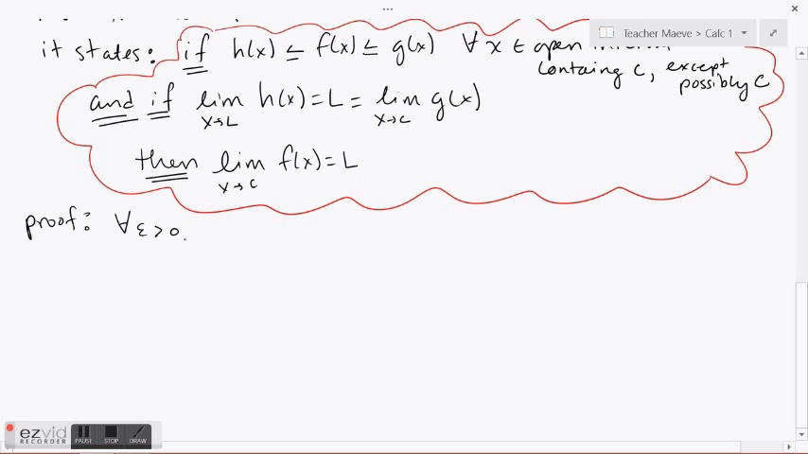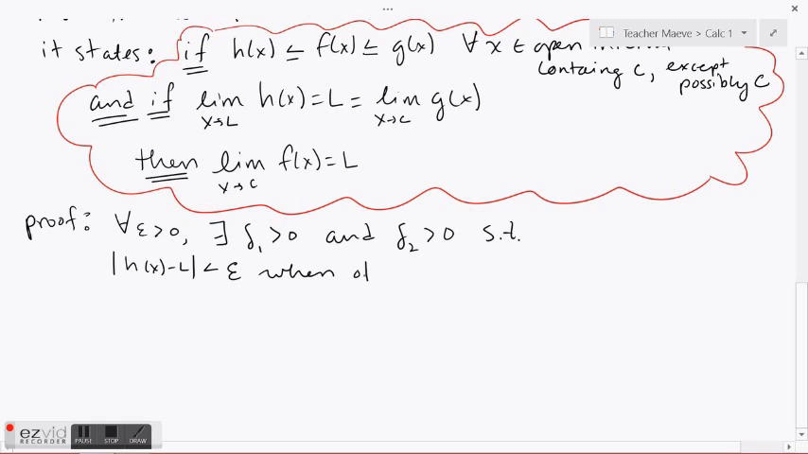For all epsilon greater than 0, there exists a delta 1 greater than 0 and a delta 2 greater than 0. We're going to define two different deltas here. The same epsilon, we're choosing some sort of epsilon around our function values. We get two different deltas such that we can define these two different absolute values. So the absolute value of h of x minus L is less than epsilon whenever 0 is less than absolute value of x minus c is less than delta 1.